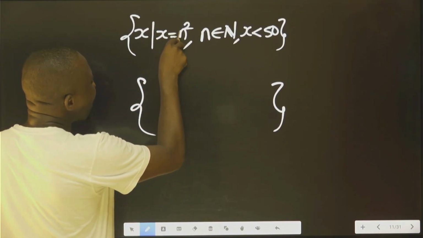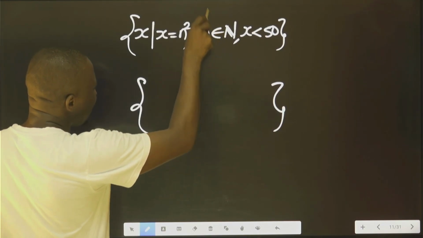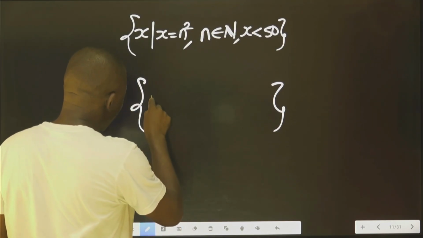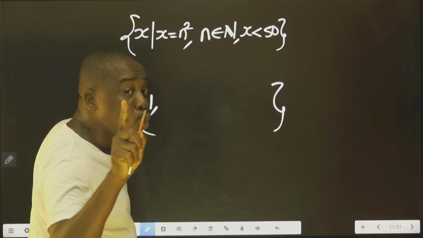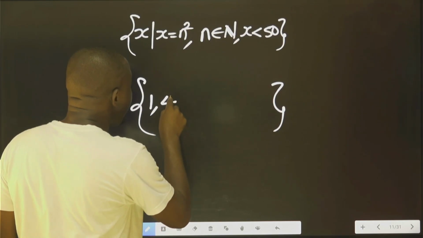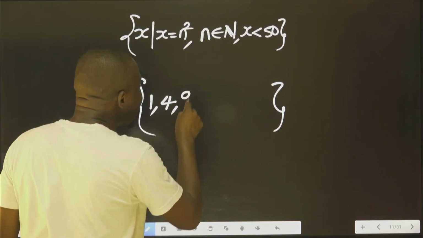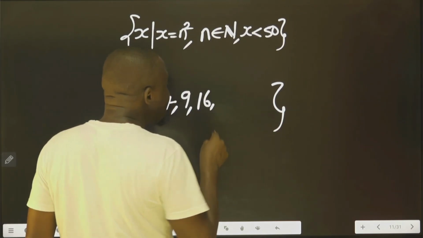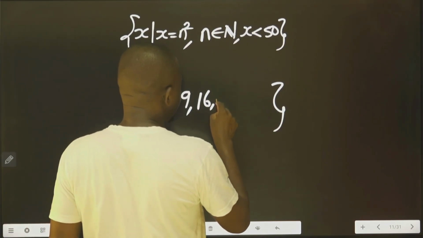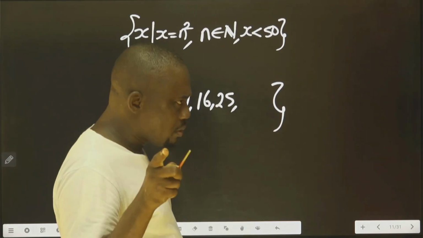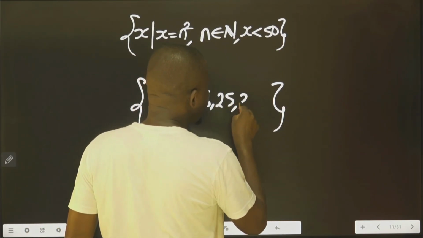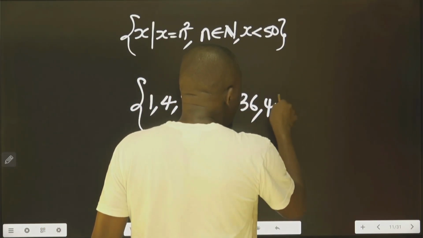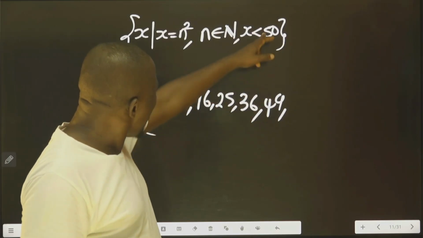From here, this is S. S is equal to n squared, n a natural number. The first natural number you will see is 1, right? We square it, we have 1. 2, we square it, we have 4. 3, we square it, we have 9. 4, we square it, we have 16. 5, we have 25. 6, 36. 7, 49. 8, 64. More than 50.